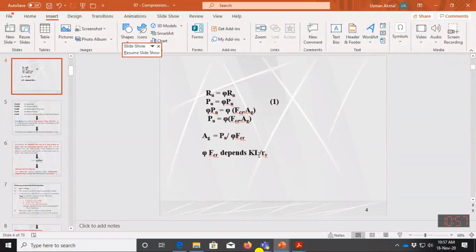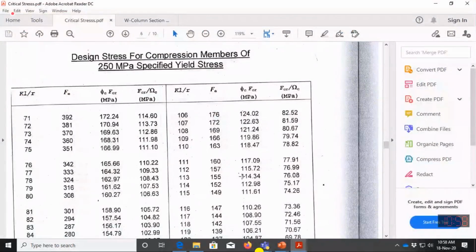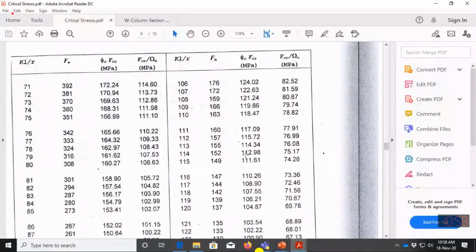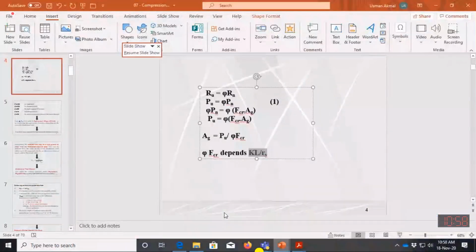So we can develop a table by assuming different effective lengths. If I assume an effective length KL equal to 1 meter or 1000 millimeter, I already know the ry value. So if I know the ry value, I can determine the slenderness ratio. If I know the slenderness ratio, by consulting the table, I can easily pick the phi c Fcr value. And if I know the phi c Fcr value, I can easily determine the capacity.